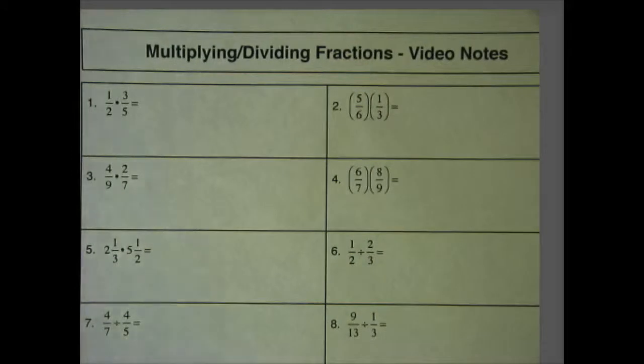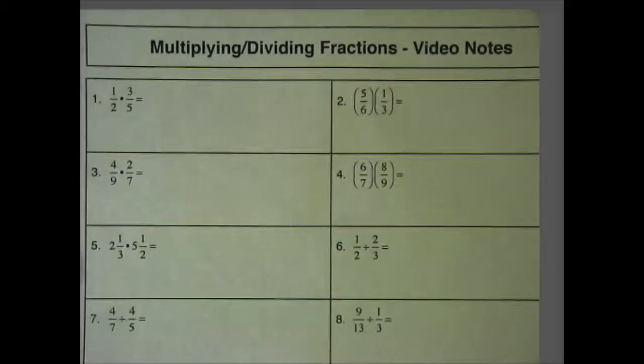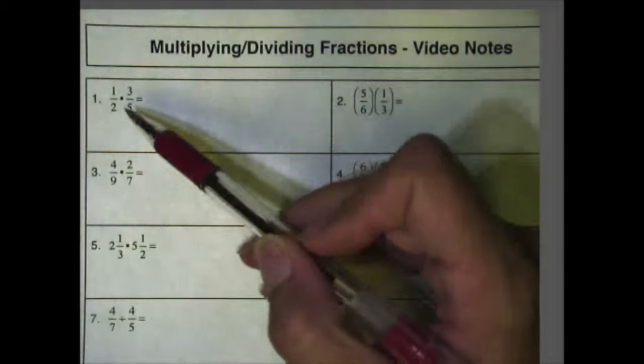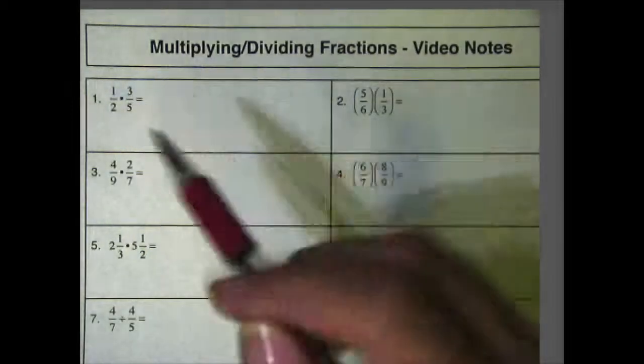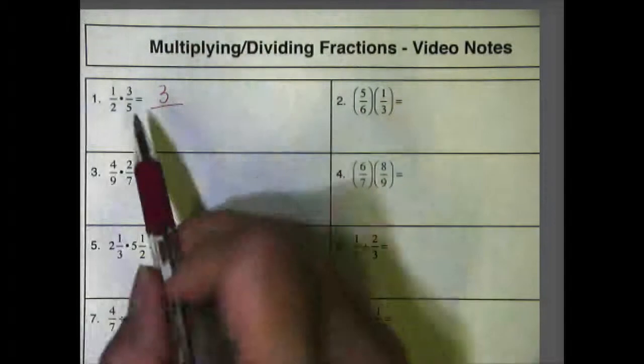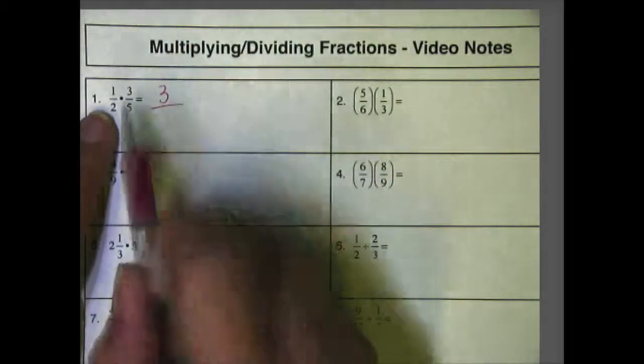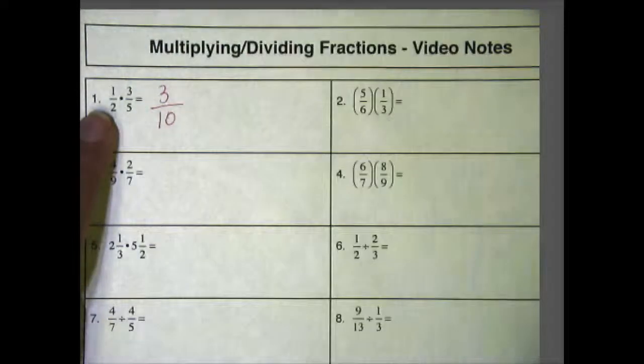video notes. Number 1, remember that when multiplying fractions, there is no need to find a common denominator. So we multiply straight across. 1 times 3 is 3 in the numerator, and we multiply the denominator straight across. 2 times 5 is 10.